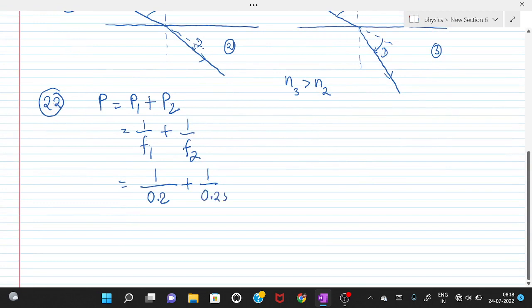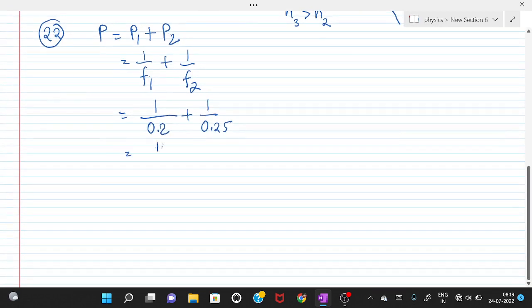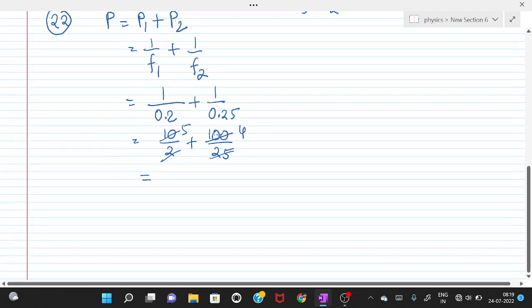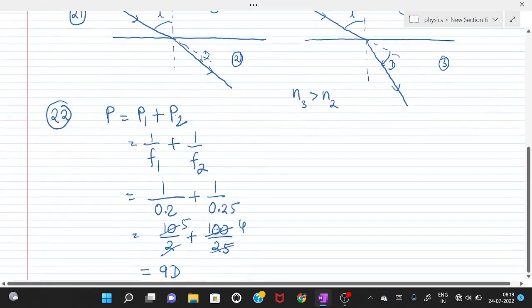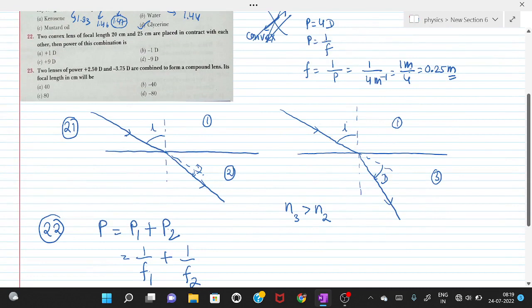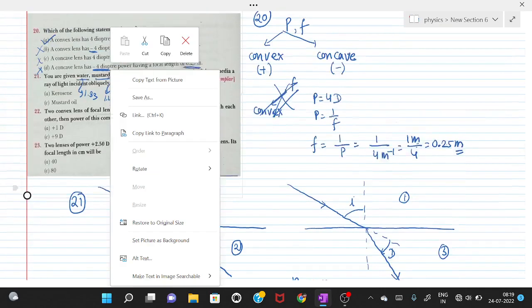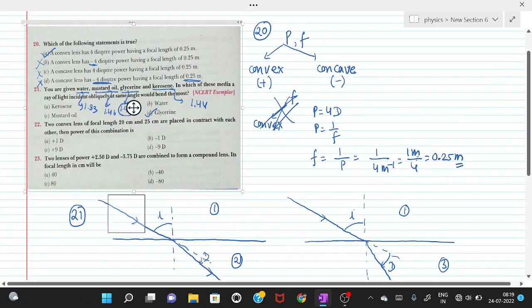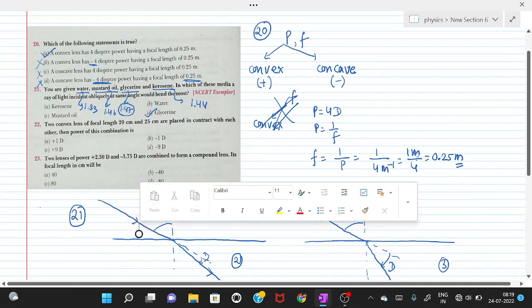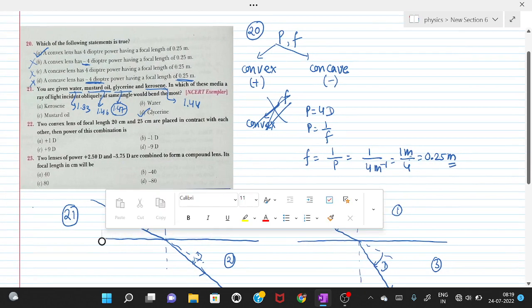Now we are going to simplify this. After simplification, we will get the answer. So this is equal to 10 by 2 and this is equal to 100 by 25. So 5 and 4. 5 plus 4 equals 9 diopter. 9 diopter will be the correct answer. So option C is correct, plus 9 diopter.